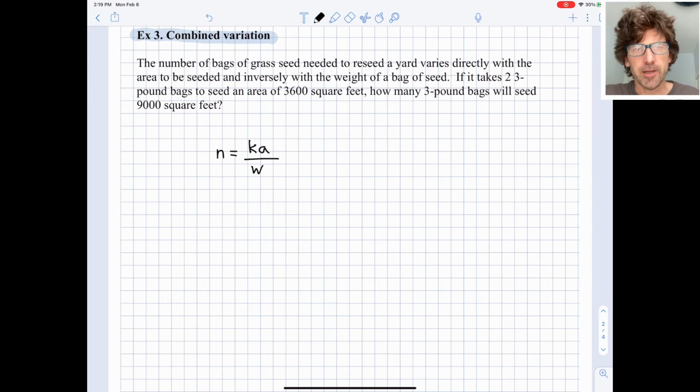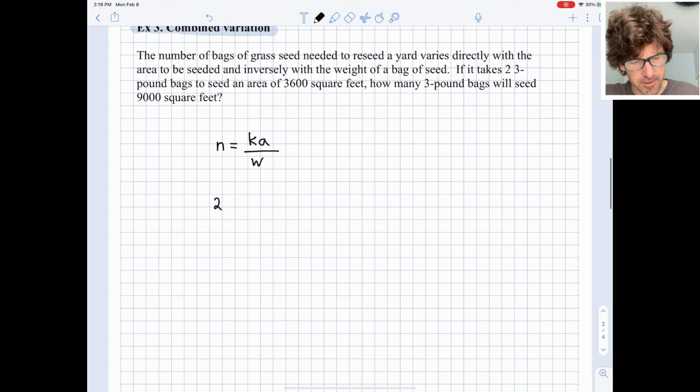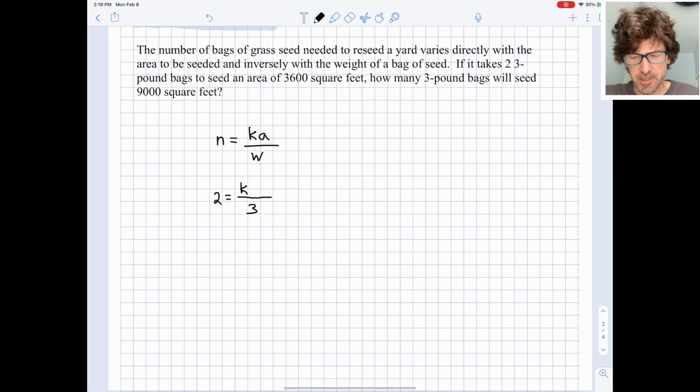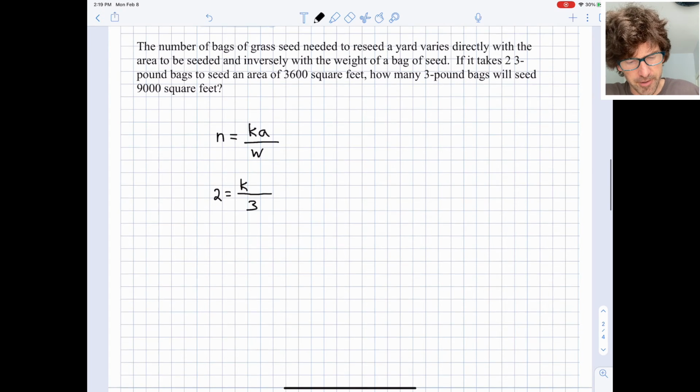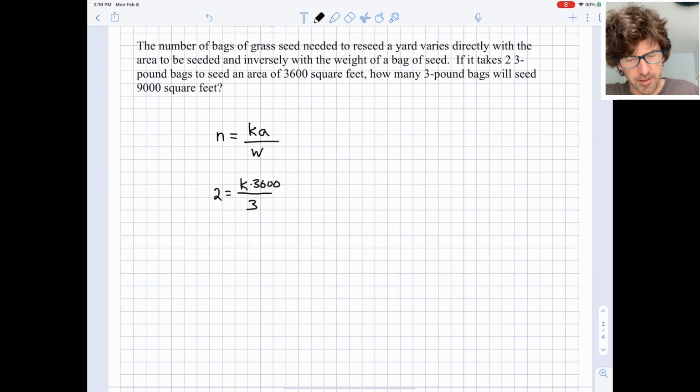All right, and now we can throw in some numbers. So if it takes 2 3-pound bags, so we have two bags. We don't know what k is. We're going to try to figure out what k is, and the bags are 3 pounds each, to seed an area of 3,600 square feet. How many 3-pound bags will seed 9,000 square feet? So before we address the 9,000 square feet problem, we're going to determine our constant of variation k.